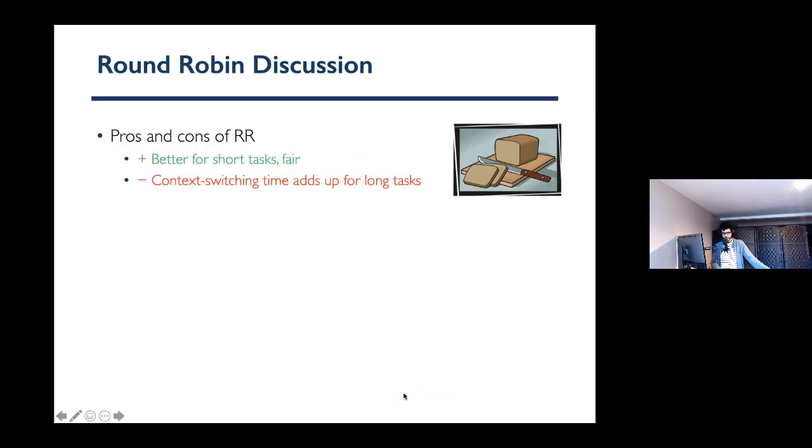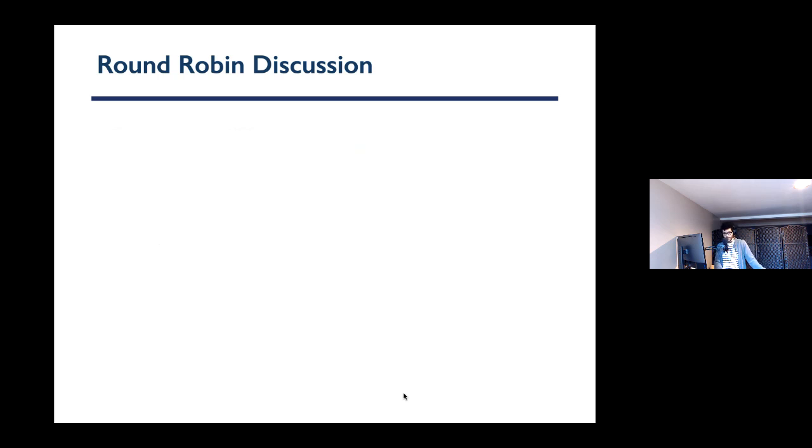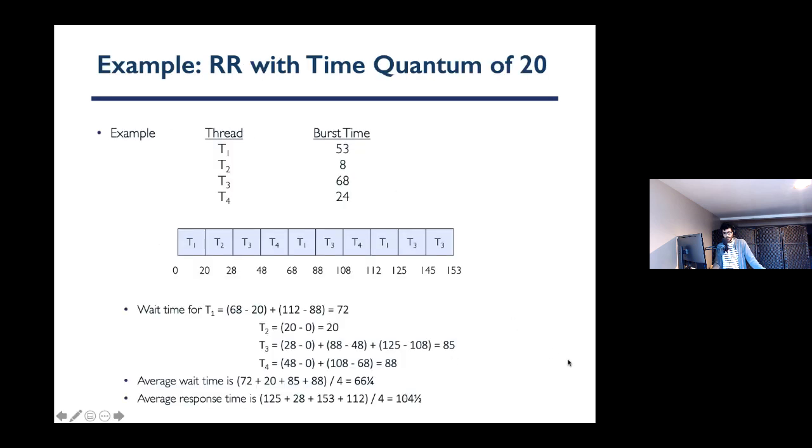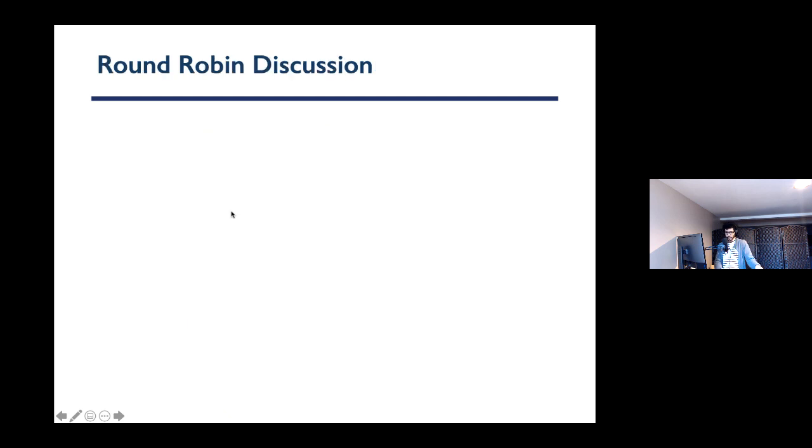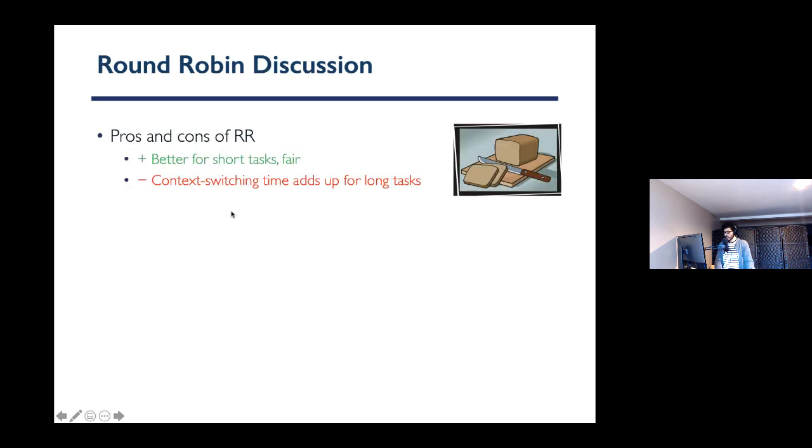So let's do some discussion on round robin pros and cons. Well, it's better for short tasks, right? Let's go back to this one. If you are a short task like T2, at most, you will wait for 3 other tasks in front of you in this example, and then you get your time quantum and you finish, right? So even if you're the shortest task in the system, there is a bounded waiting time for you. So it's actually good for short tasks.